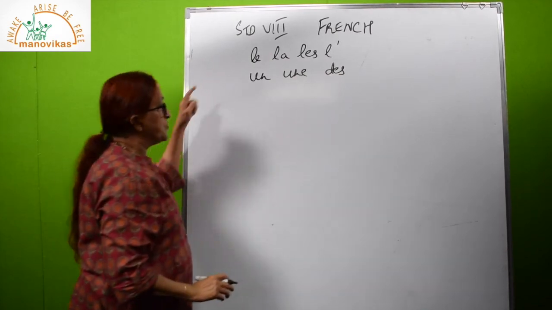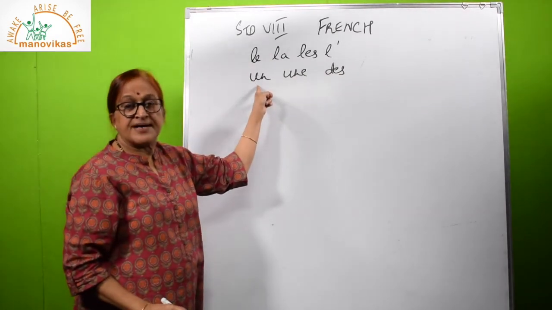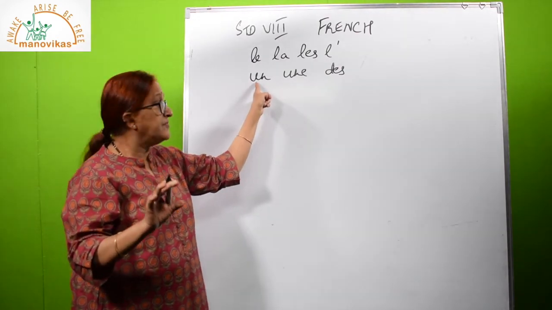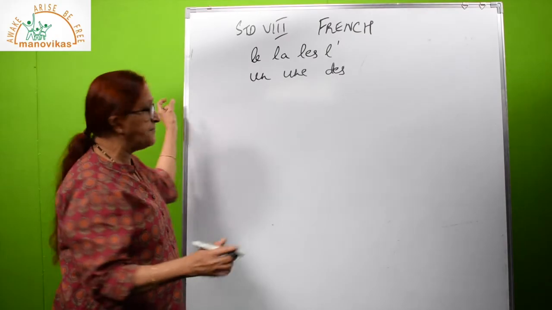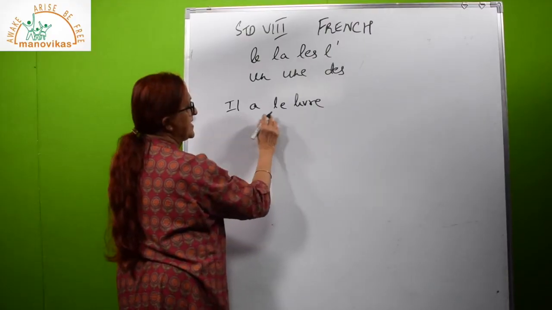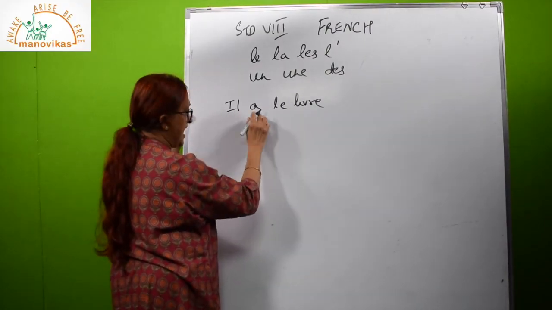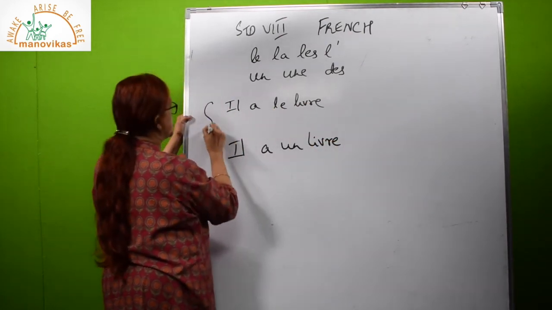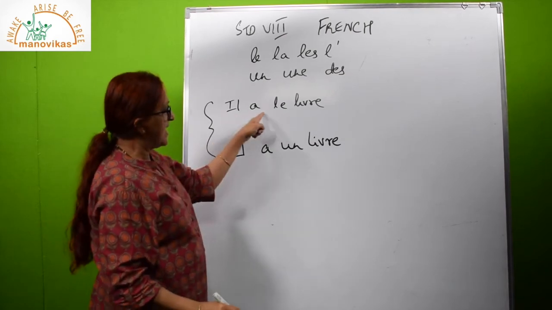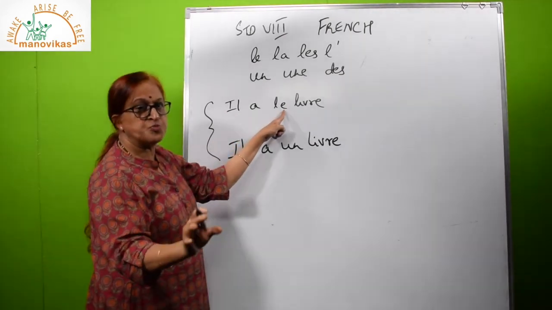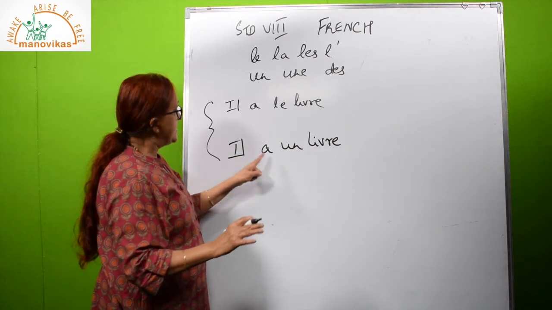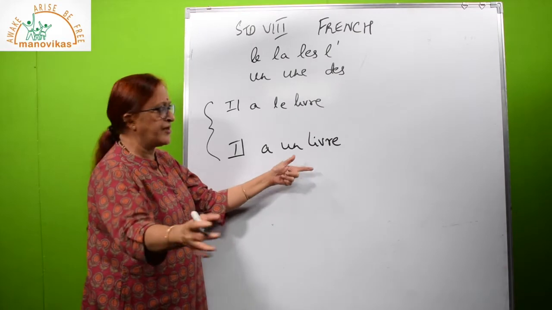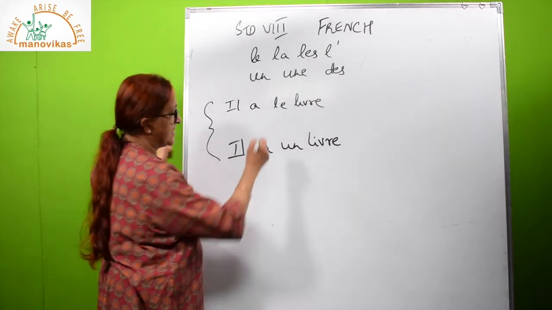Okay? Now this is as far as affirmative sentences are concerned. Positive. When they become negative, for example, he has the book. He has the book. What is the difference between these two? He has the book, definite book. You know which book we are talking about. He has a book. This is an indefinite. You don't know. He has a book. I don't know which book he has. Okay, that is the difference.